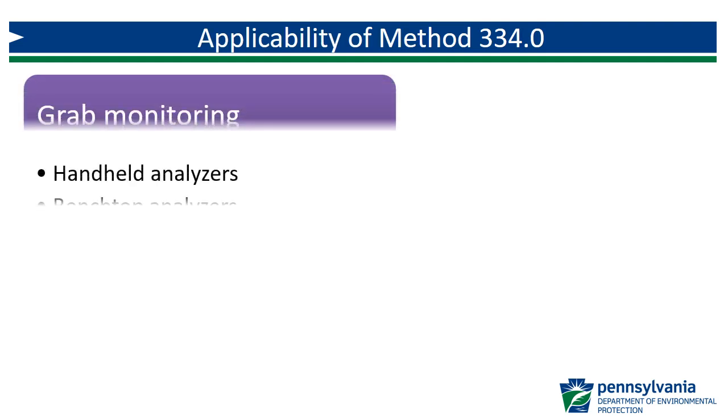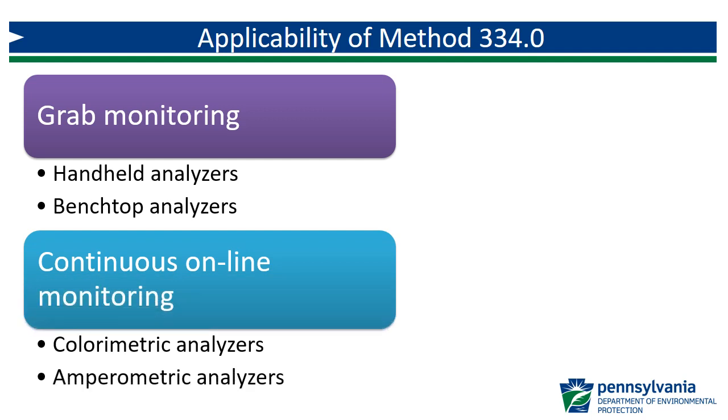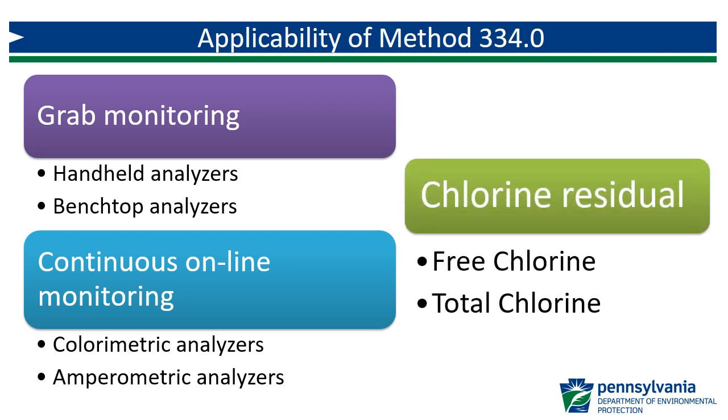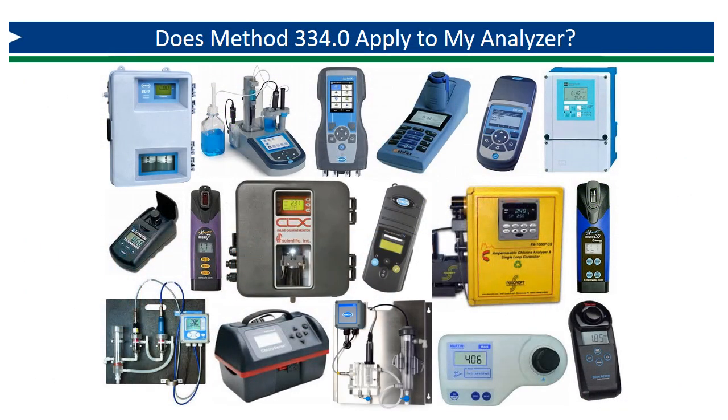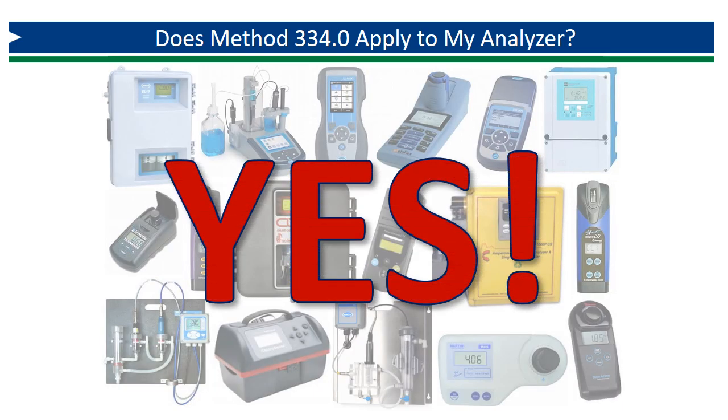Method 334.0 is required for grab monitoring using handheld or benchtop analyzers, continuous online monitoring, including both amperometric and colorimetric analyzers, and it applies to chlorine residual monitoring of both free and total chlorine residuals. So to put it simply, if you are wondering whether Method 334.0 applies to your analyzer, the answer is most likely yes.